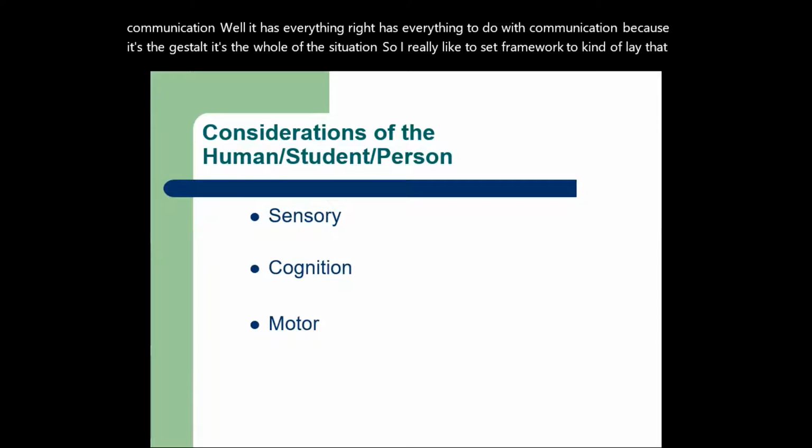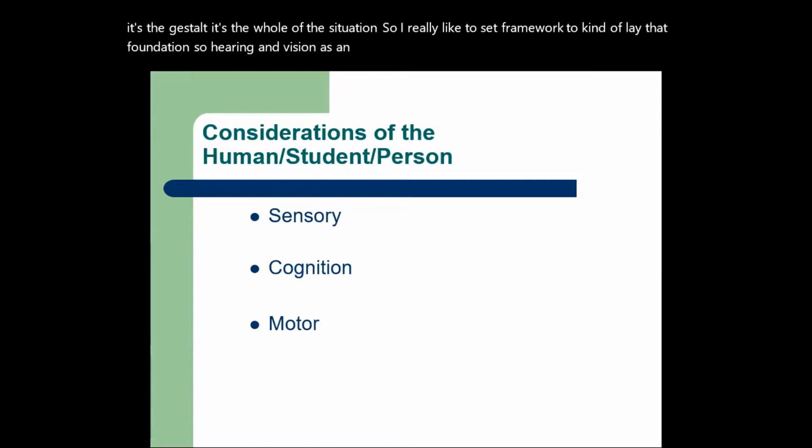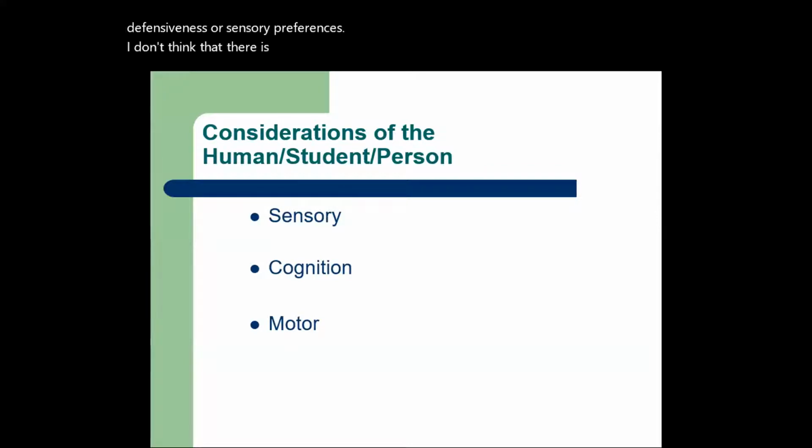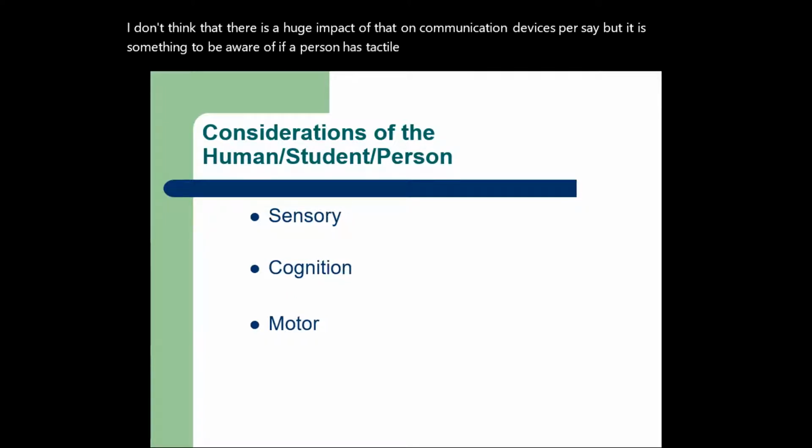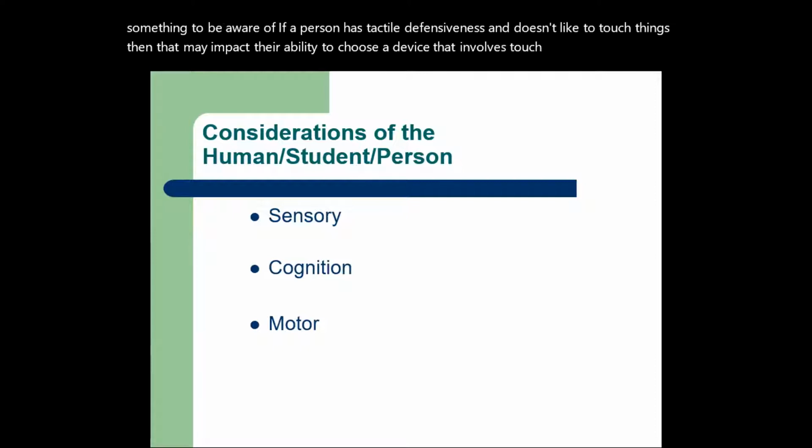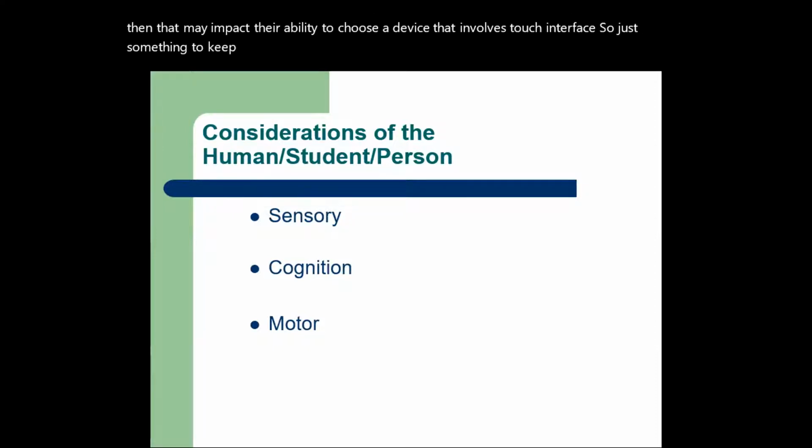So hearing and vision, as an OT, I'd be remiss if I don't talk about sensory defensiveness or sensory preferences. I don't think that there's a huge impact of that on communication devices per se, but it is something to be aware of. If a person has tactile defensiveness and doesn't like to touch things, then that may impact their ability to choose a device that involves touch interface. So just something to keep in the back of your mind.